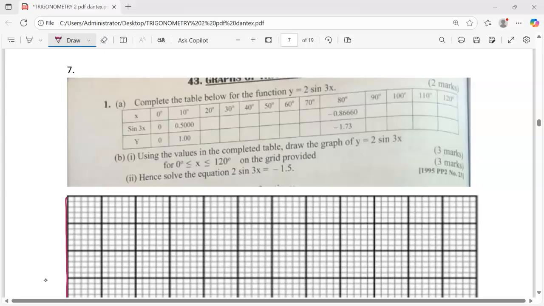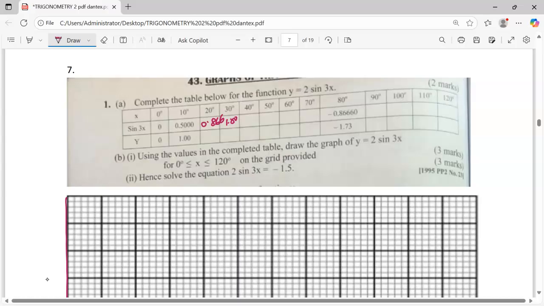And next we are going to have 3 times x, x is 10. So sin 30 will give us 0.5. Next we have 20 degrees. So sin 3x will be 3 times 20, which is 60. So the sin of 60 will give us 0.866. Next we have 30 degrees, so we are going to have sin 90, which will be 1.00.